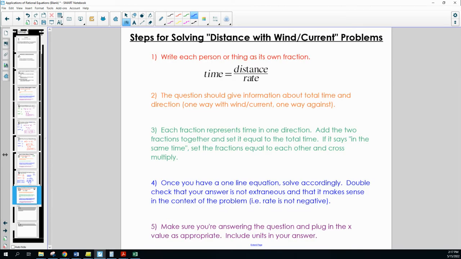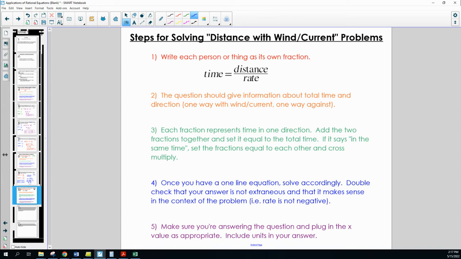All right, and the last type of problem we're going to look at is a distance with the wind or the current. So again, we're going to set up each person or thing as its own fraction, still using time equals distance over rate. The question should give information about a total time and a direction. So one way you're traveling with the wind or the current, which is making you speed up. One way you're going against the wind or the current, so that's going to make you slow down. Each fraction represents time in one direction.